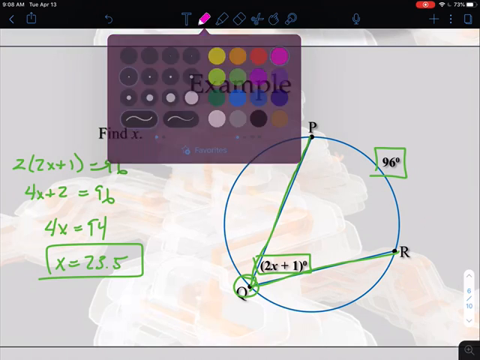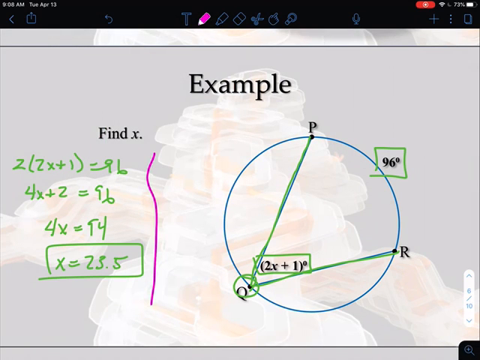Now the other thing I could do with this same exact type of problem is if the angle is half the size of the arc, then I can cut my arc in half. So I can take 96 divided by 2, and I can say, well, 2x plus 1 has to equal 48. And then when I go to solve, I get 2x is equal to 47. I still get 23.5. So when you're working with these types of questions, you can do it either way.